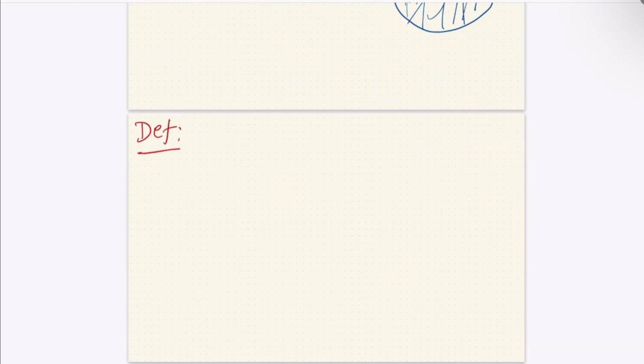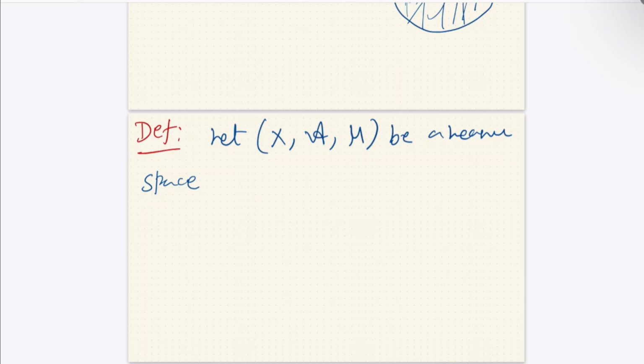Right, let (X, A, mu) be a measure space, and let Fn, F, mapping from X to the real numbers, be measurable functions.